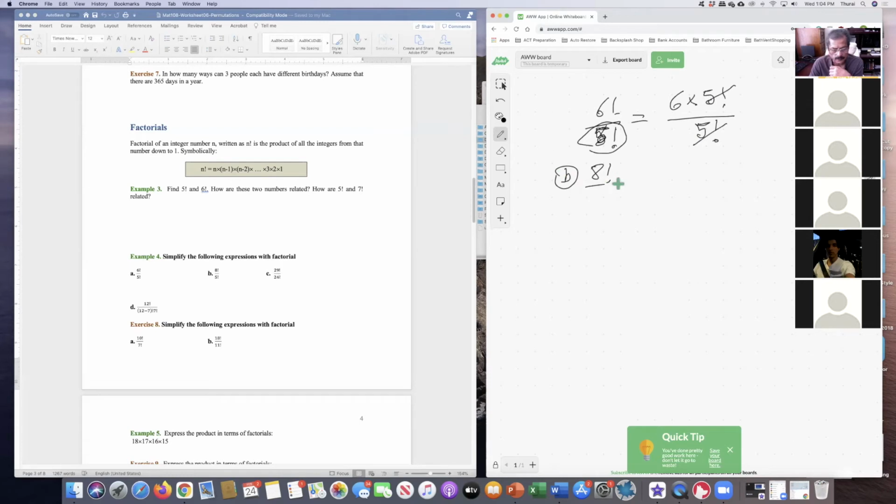Factorial 8 over factorial 5. Can somebody tell me what that will be? 8 times 7 times 6. That's right. Ask the question if anybody's not following. Would we include the factorial of 5? No, that gets canceled out. The numerator is equal to 8 times 7 times 6 times factorial 5. So that would just be the answer, 8 times 7 times 6, because the factorial 5 in the denominator will cancel with that.